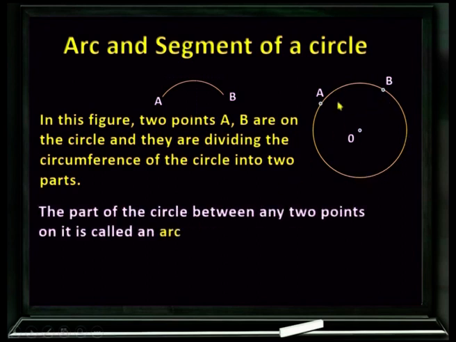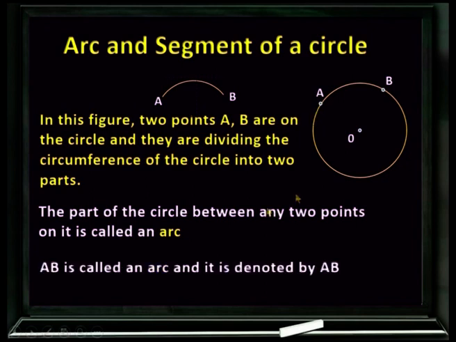So, we can say the part of the circle between any two points on it is called an arc. What is an arc? The part of the circle between any two points on it is called an arc. Here AB is called an arc and it is denoted by AB with an arc symbol. This is the symbol for arc.